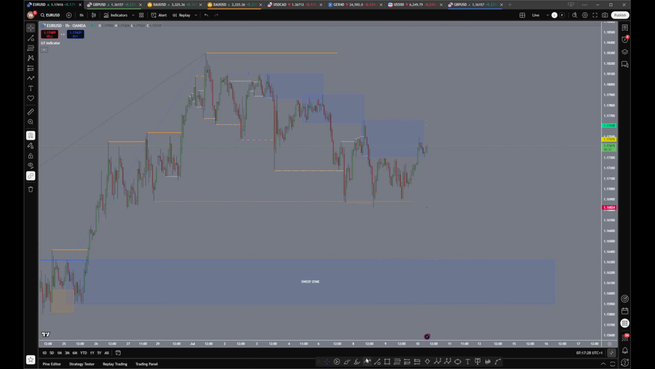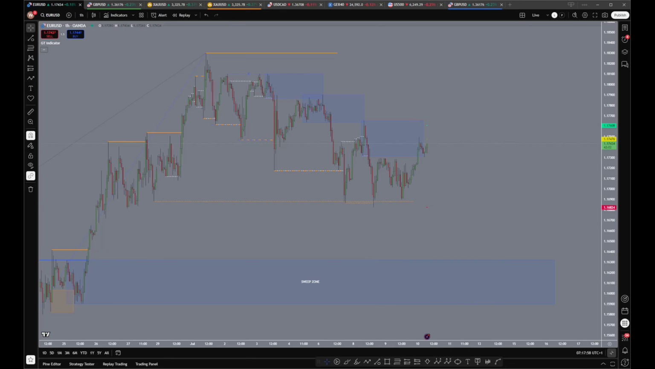If this does hold, this is just a pullback into here, and then we get some bearish order flow, and we break this low, then we've got this 4 hour zone which we can target. We can follow the bearish order flow on the way down. So yeah, there are the two possibilities really.